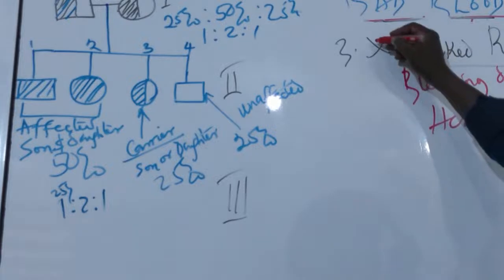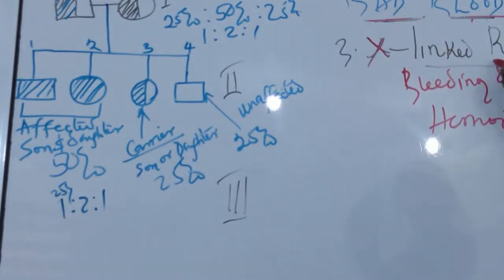Now we said it is X-linked. From this word, when it is X-linked, that means it is inherited in a heterozygous condition. So somebody that is having small letter h is going to be affected.